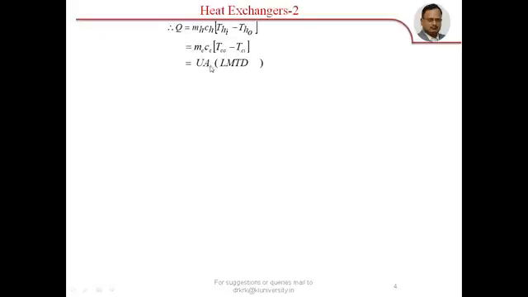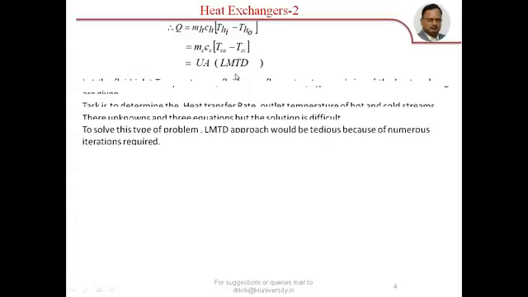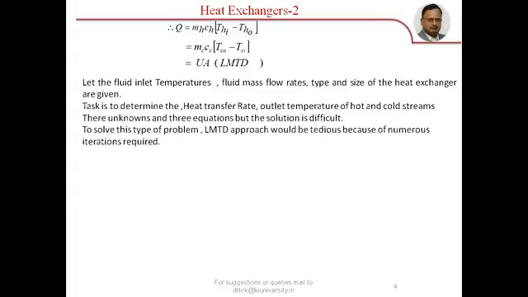In the third equation, Q equal to UA LMTD, of course Q we don't know, UA are known, but LMTD depends on these temperatures. Because we don't know the temperatures, we cannot determine LMTD. So therefore, the solution of the problem becomes difficult. So if the fluid inlet temperatures, fluid mass flow rates, type and size of heat exchanger are given, and you are asked to determine the heat transfer rate, outlet temperatures of hot and cold streams, 3 unknowns, 3 equations, but the solution is difficult.